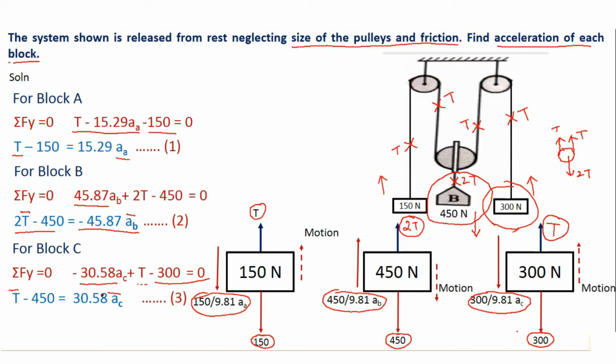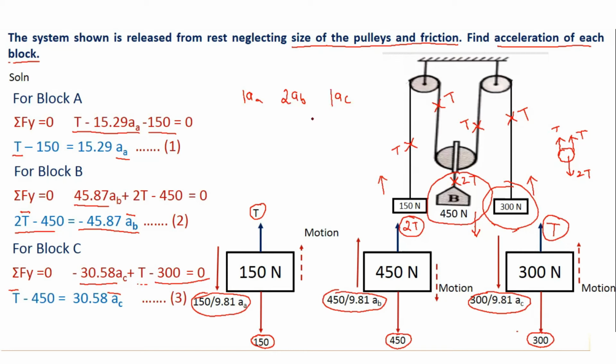Now again we will go by the shortcut method. So what is the shortcut? It's very simple. I will write first all the three bodies' accelerations, that is AA, AB and AC. Next, write the coefficient of tensions on that body. So for block A there was T, so I will write 1 only. For block B it was 2, and for block C again it is 1.